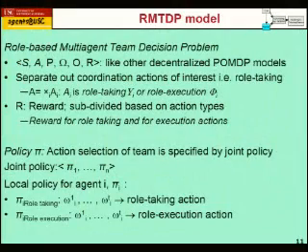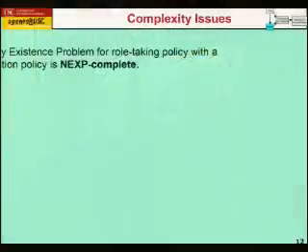So here the policy that is used for action selection comprises individual policies for each of the agents, and each local policy for a particular agent comprises a role-taking policy and a role execution policy, where the policies are a mapping from the observation histories up to time t to either a role-taking action or a role execution action.